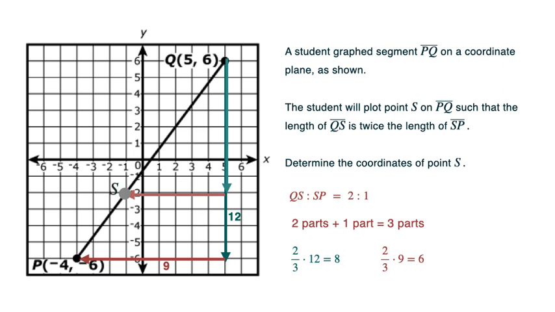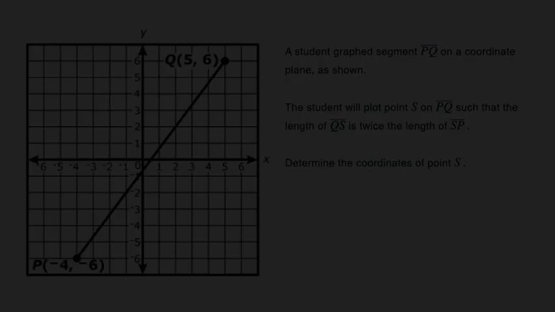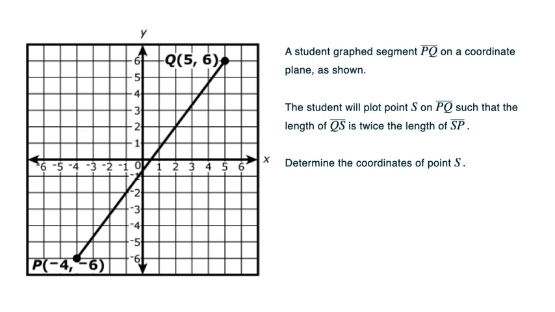Now just to show that this all makes sense, remember originally we knew that we were going to divide the segment into 3 equal parts. And so there, with that point shown on the segment, we can see the 3 equal parts, and we can see that the length of QS is twice the length of SP. So we used mostly a graphical approach there, but we could also think of this same problem more numerically.